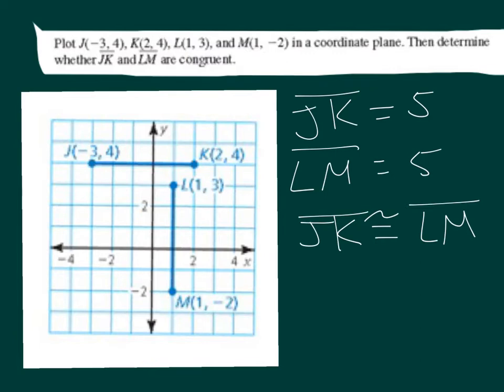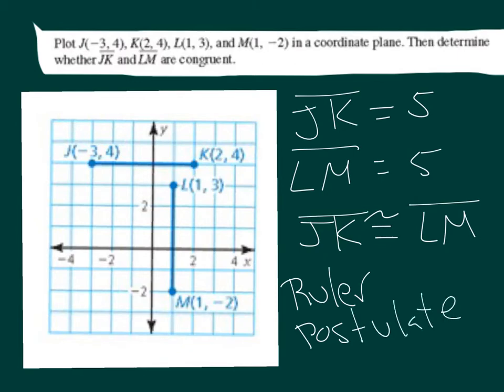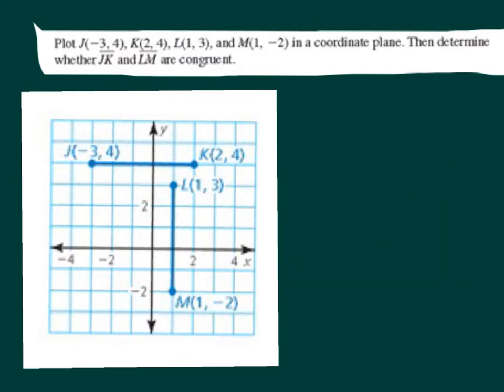So remember, now we know that this is true. We call this the ruler postulate, okay? Because you're really using your concept of using a ruler. You could pull out a ruler and you could go ahead and measure it. So that's the ruler postulate. Now I'll show you something a little bit different.